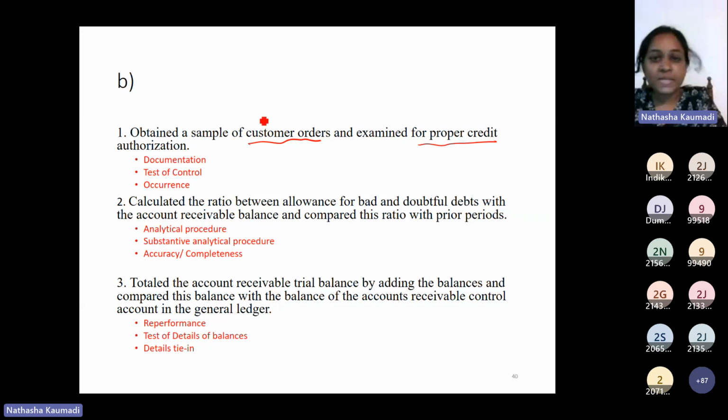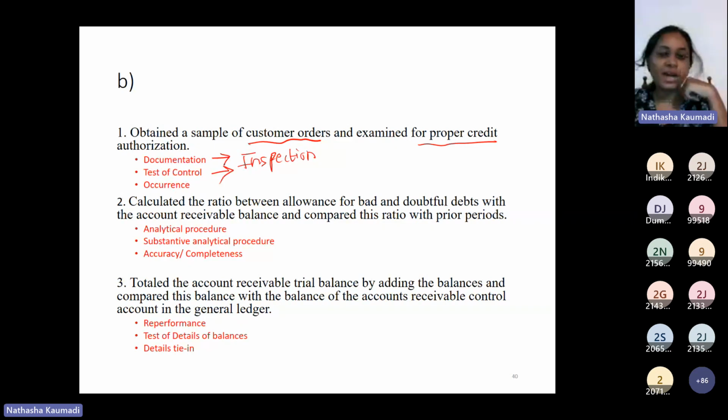So what is the audit procedure? The first one is inspection. You are checking customer orders, which means inspection. Through inspection, what is the evidence you have collected? Documentation. So inspection is the audit procedure. And then what is this? Whether the client has performed this control, right? Checking and approving the credit limits, it is a control. So you have checked whether the control is there. What is that? Test of control, test of details or substantive analytical procedure? That is a test of control. You are testing whether the control is there.